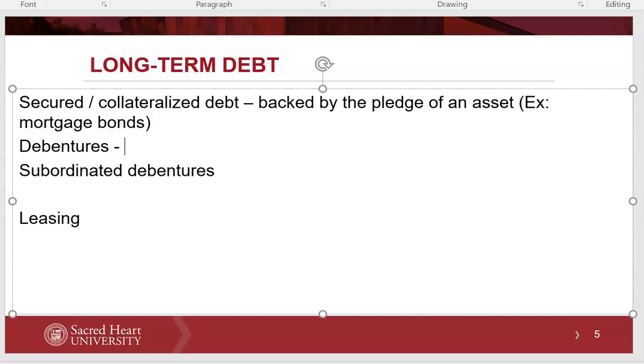Debentures are a type of long-term debt. These are unsecured bonds. Subordinated debentures are unsecured bonds that are even riskier than debentures. They fall next in line.